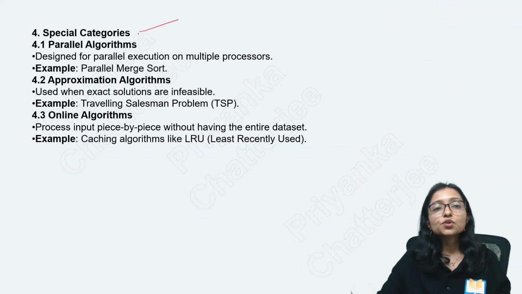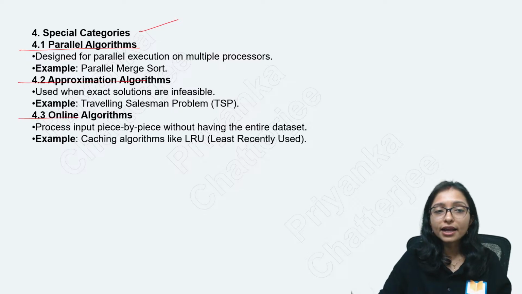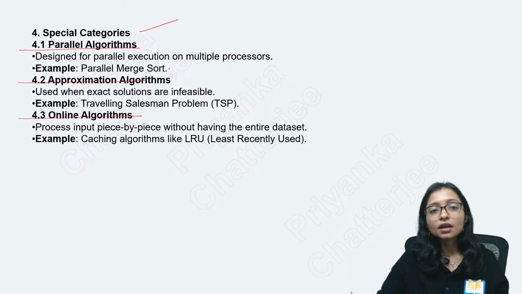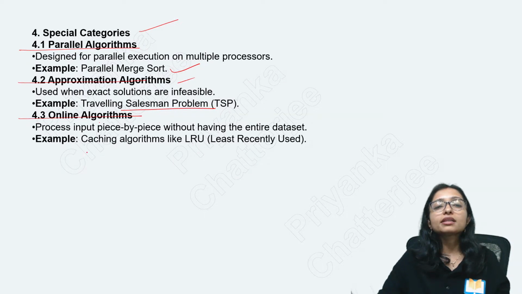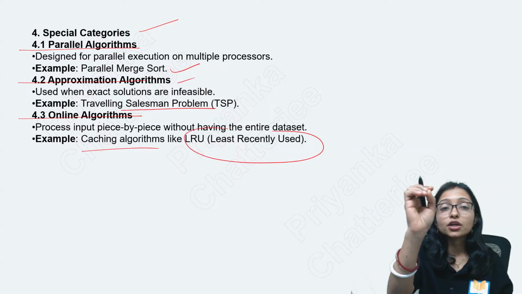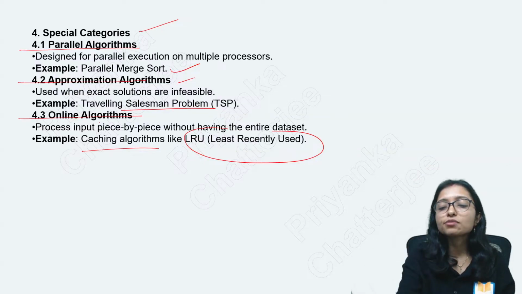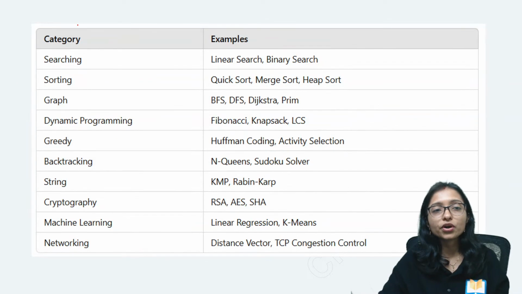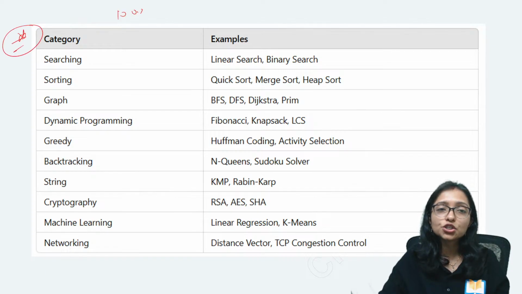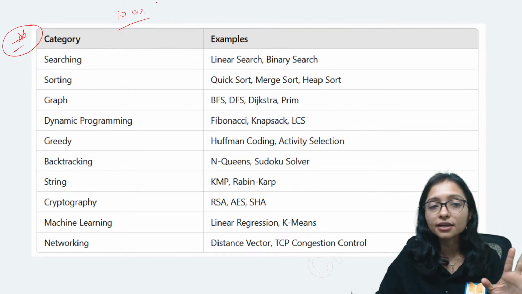And these are some special categories like parallel algorithm, approximation method and online algorithm. Parallel merge sort, the traveling salesman problem is the approximation, and the online algorithm is caching, that is LRU. Names are most important, don't ignore them. These first few pages, whatever I am showing you, are most important. And this chart is also most important.